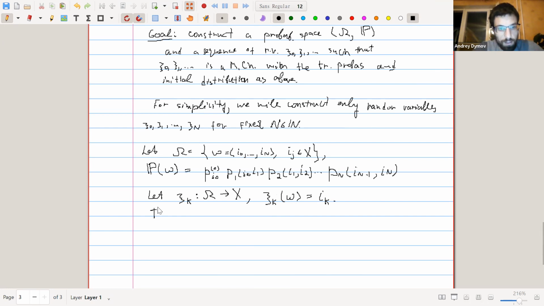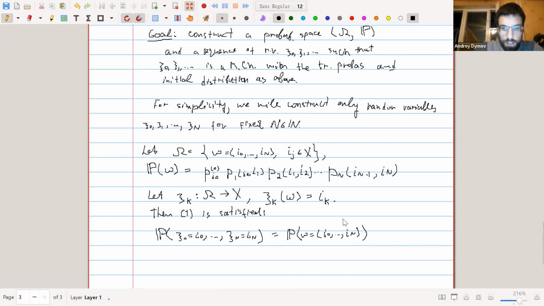Then we get that formula one is automatically satisfied, because in formula one, I consider the probability that xi zero equals some I zero, up to xi n equals I n, and this is just the probability of omega equal to I zero up to I n, right? This is the probability of such paths, and by definition, it is given by this formula. So indeed, formula one takes place.